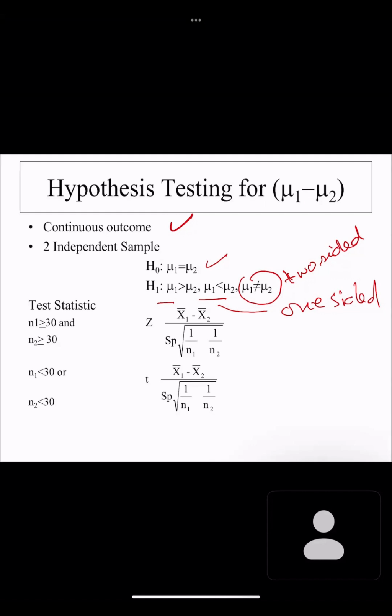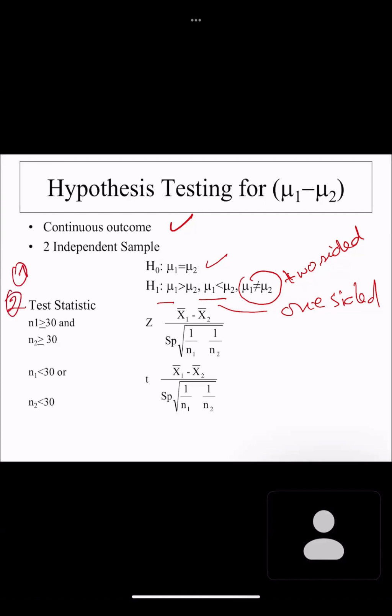But if the question is about treatment 1 and treatment 2, does treatment 1 give me lower values for blood pressure or cholesterol than treatment 2, then it's mu1 less than mu2, which is one-sided. So as you rightfully said, it's all based on what the researcher wants, and the way we want to answer our question. So this is the first step, the test. Second is the test statistics.